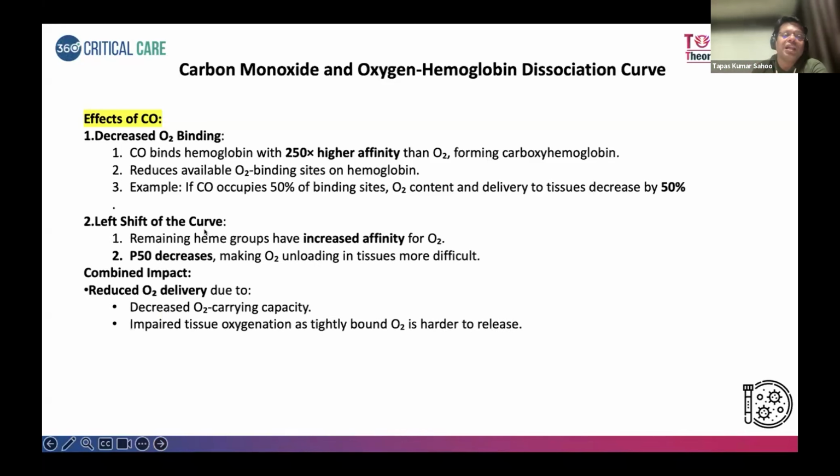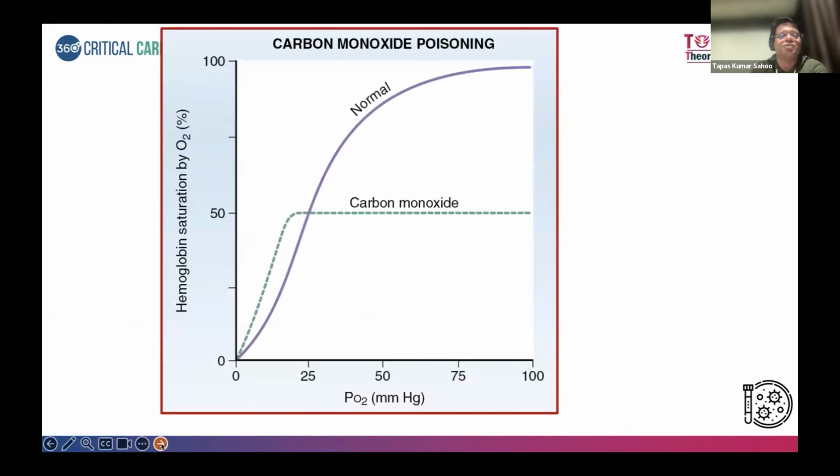Now, that would be causing left shift of the curve because the remaining heme groups have increased affinity for oxygen. P50 decreases, making oxygen unloading into tissues more difficult. And as a result, what will happen? There would be reduced oxygen delivery due to decreased oxygen carrying capacity, and there would be impaired tissue oxygenation as the tightly bound oxygen is now harder to release. So this is the significance of the oxygen hemoglobin dissociation curve.